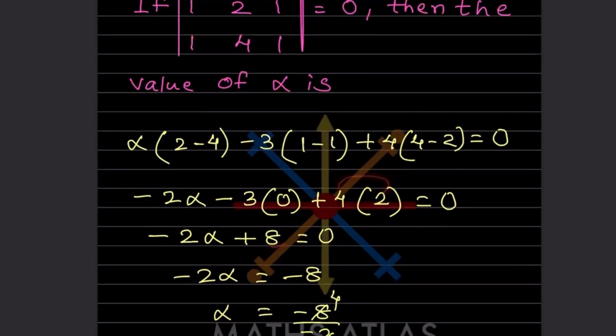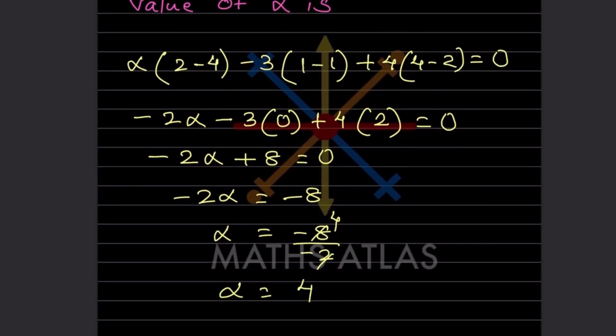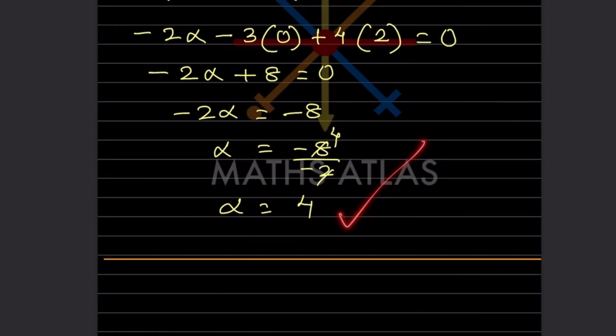We want the value of alpha. So what will you do here? Minus 2 alpha plus this 8 is 0. Take this plus 8 to the other side, that is going to be minus 8. So alpha is going to be minus 8 divided by minus 2. The minus becomes plus. So the value of alpha is 4.